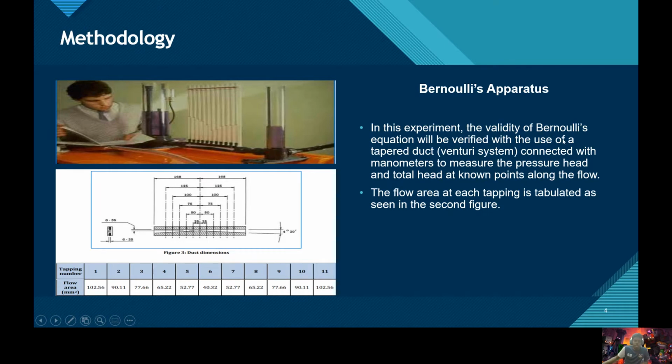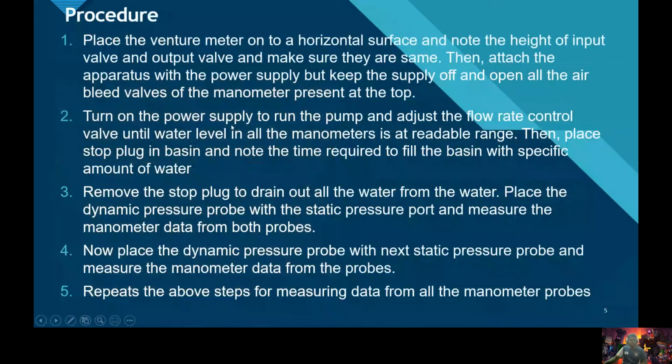In this experiment, the validity of Bernoulli's equation will be verified with the use of a tapered duct Venturi system connected to manometers to measure the pressure heads and the total head at known points along the flow. The flow area at each tapping is tabulated as seen in the second figure, that's the tapping number and the flow area.